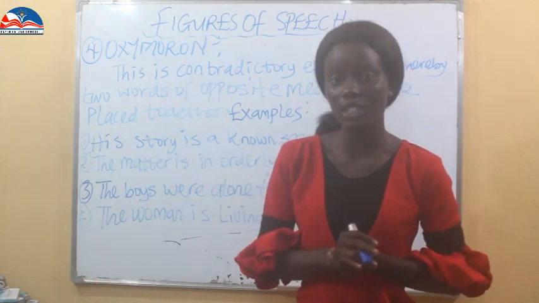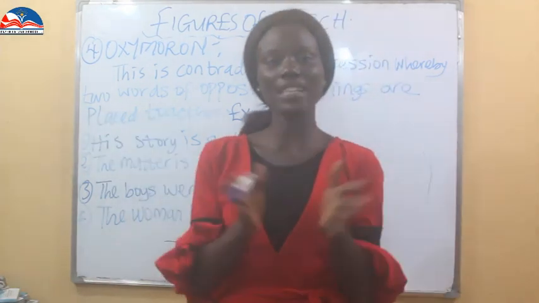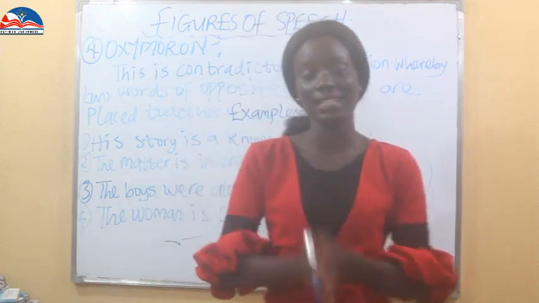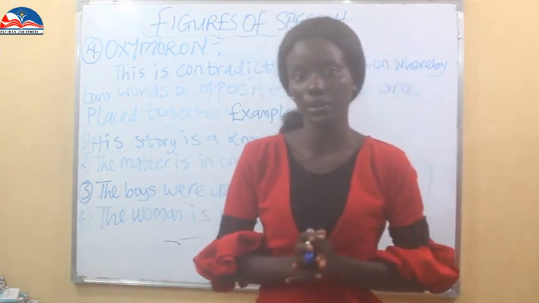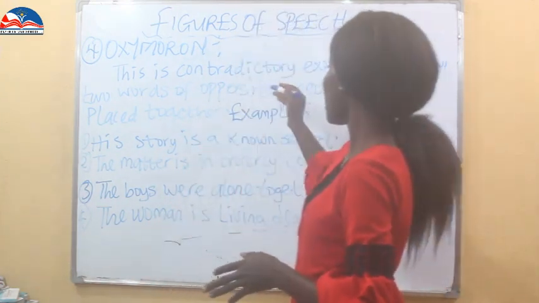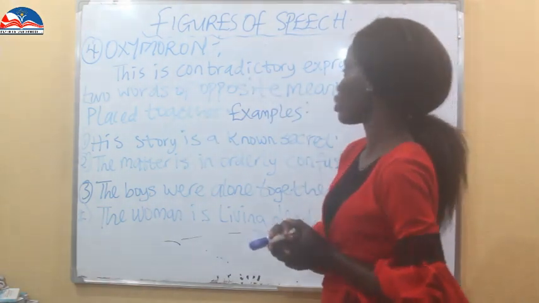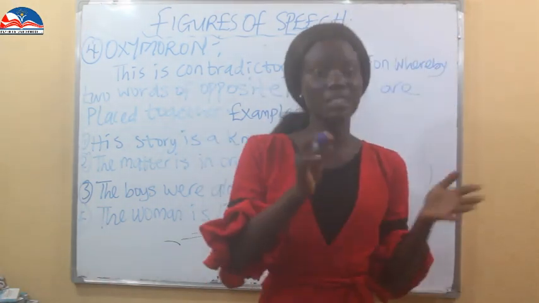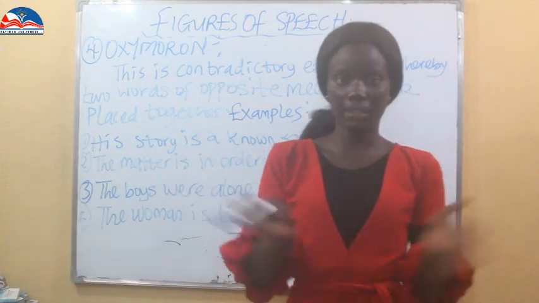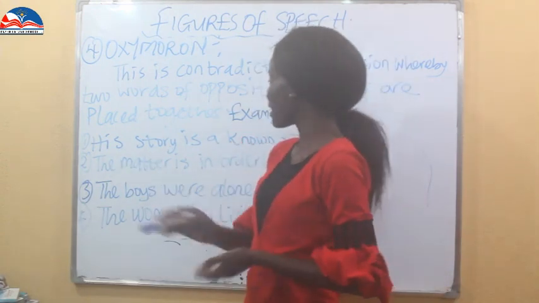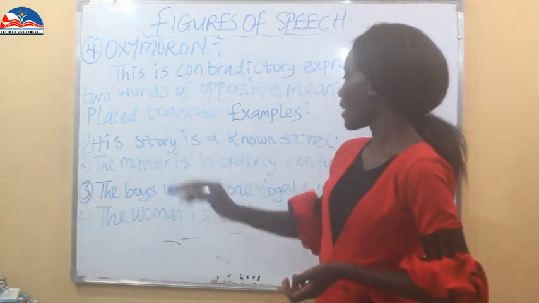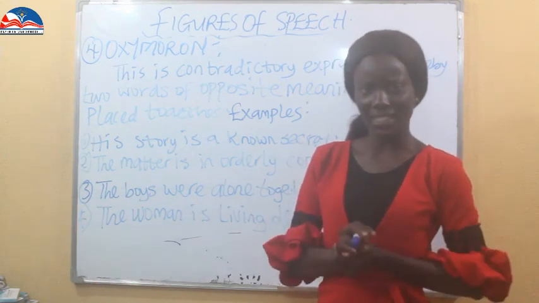The opposite of good is what? Bad. Then you place those two words in a sentence, we call it what? Oxymoron. This is a contradictory expression whereby two words of opposite meaning are placed together. We have examples. A story is a known secret.